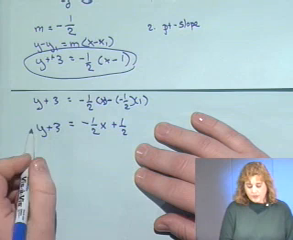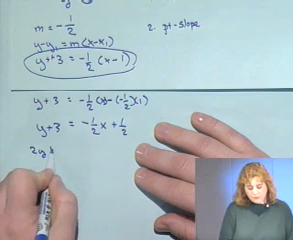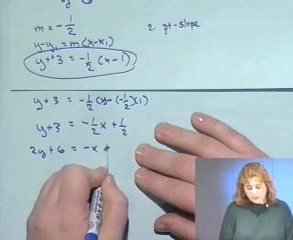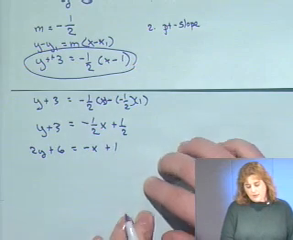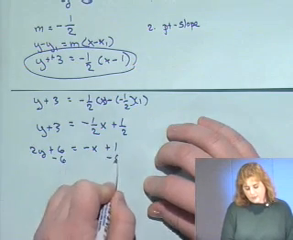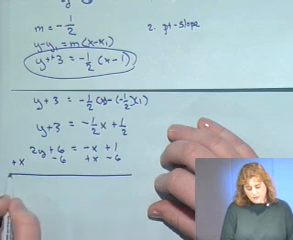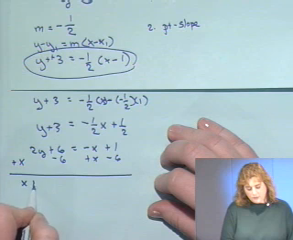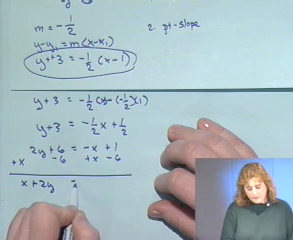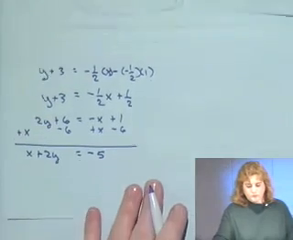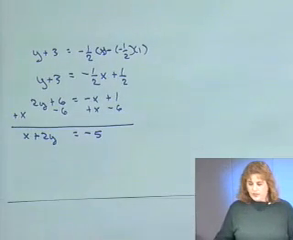Let's multiply everything by 2. So 2y plus 6 is negative x plus 1. And I'm going to subtract the 6 and add the x. And we'll have x plus 2y is negative 5. So we have our equation in standard form.